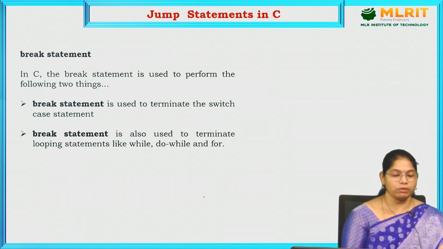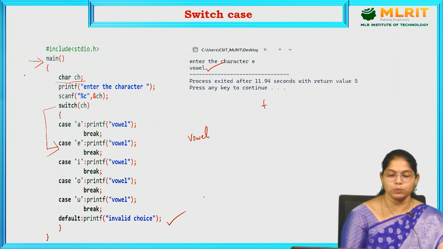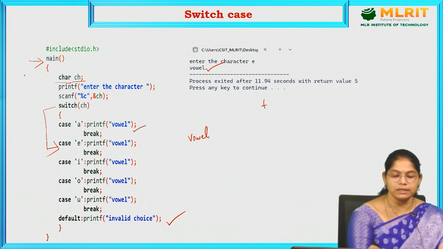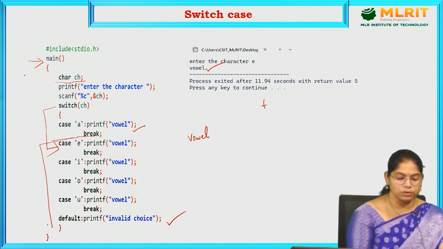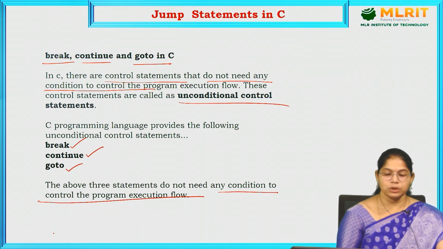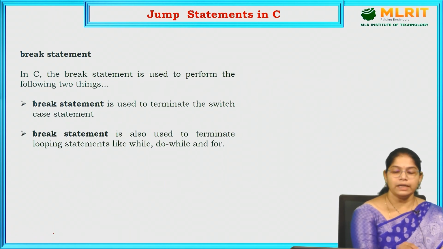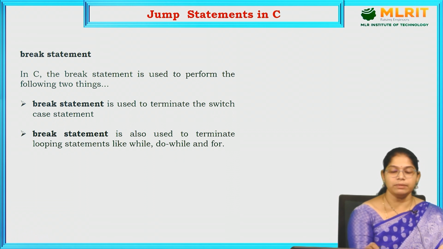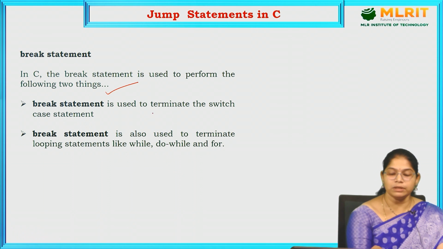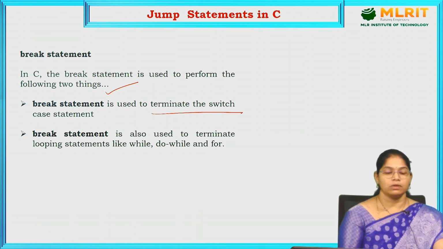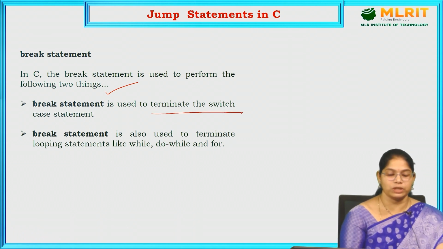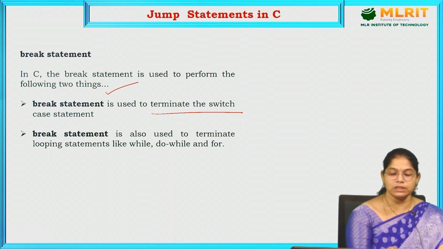Break statement. Already we have seen the break statement in switch case. If this particular case executes, then the control encounters a break, so the flow of execution stops. The break statement in C is used to perform two things. What are those two things? Break statement is used to terminate switch case. Already we have seen the break in switch case. Not only in switch case, it is also used to terminate loops like while, do while and for.